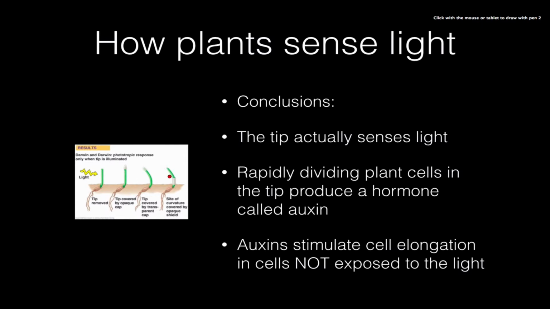bend this way. So can you see how positive phototropism means that the cells that are not getting as much light must be elongating more to cause the tip to bend towards the light. All right, so that's a pretty easy to see plant response to an external stimulus.